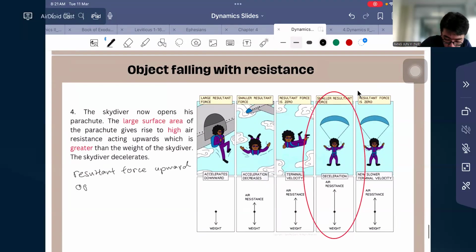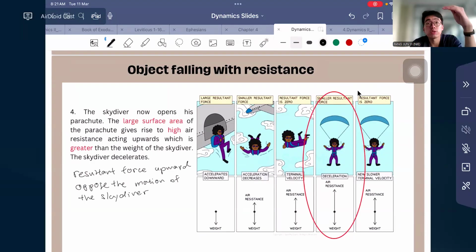It is opposing the motion of the skydiver, because the skydiver is going downwards, but the resultant force is upwards. So what does it mean? This means that we have a negative acceleration. And when we talk about negative acceleration, this means that the acceleration is in the opposite direction. So this means that the skydiver is decelerating.